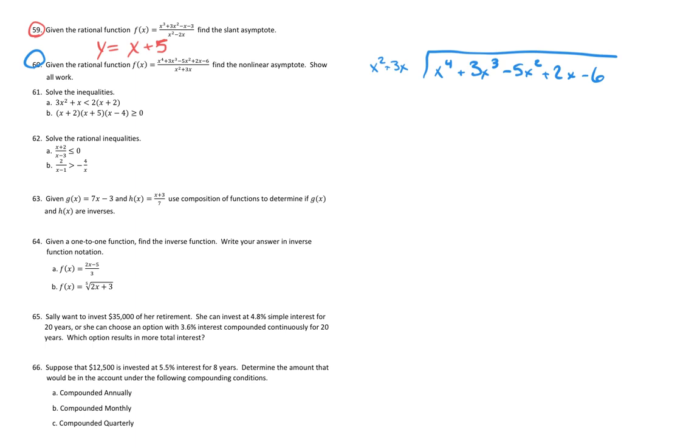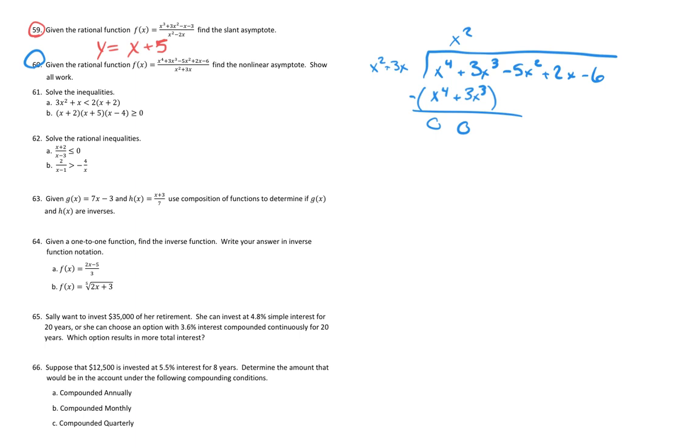To start, how many times can this term go into this one? Or what's missing between the two? We can put an x squared into it. So we take x squared and distribute it into x squared plus 3x, which is x to the 4th plus 3x cubed. Now let's subtract these two. x to the 4th minus x to the 4th is 0. 3x cubed minus 3x cubed is also 0.